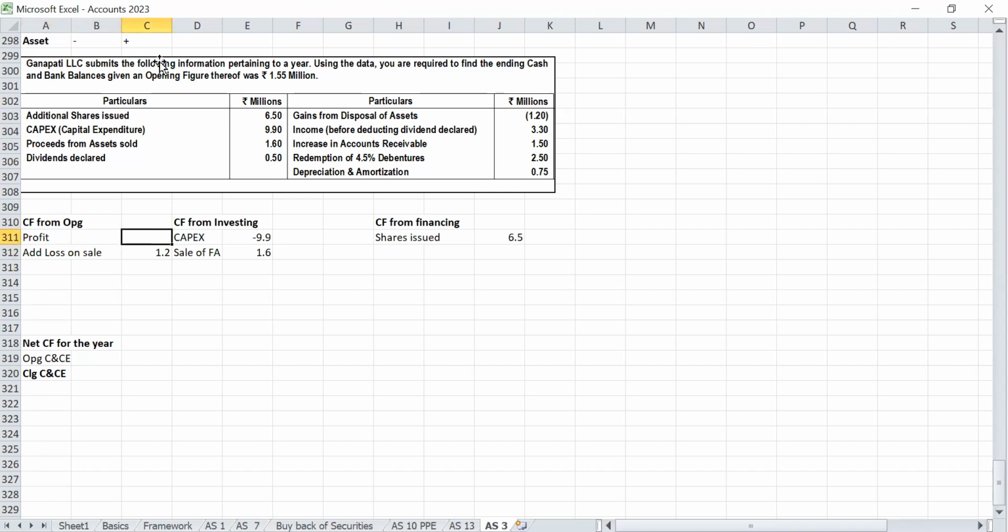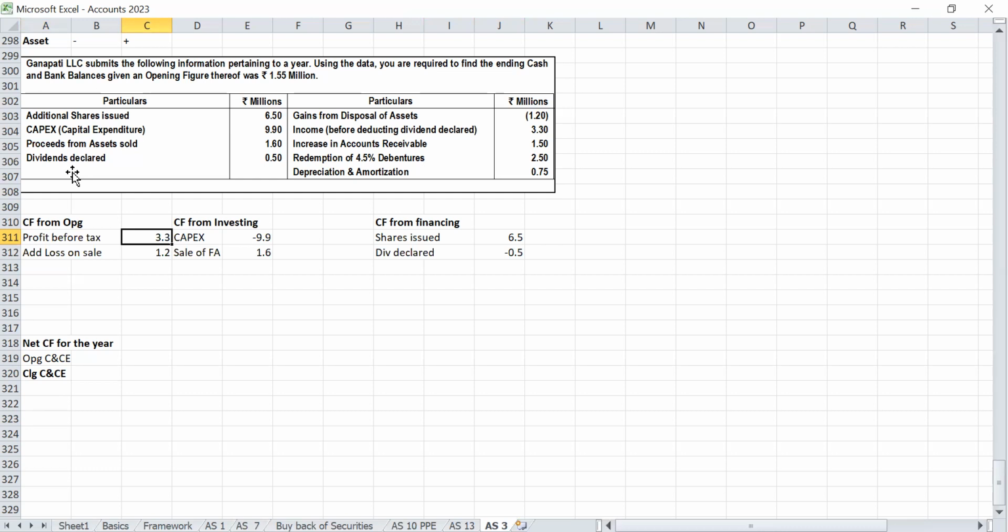Yes, sir. Then dividends declared. Dividends declared, financing activity, sir. Minus. Then income before deducting dividend declared, profit. Profit before tax I should start like that, I told. Correct? Yes, sir. Profit before tax they have given us 3.3.